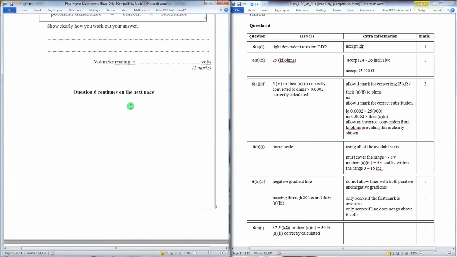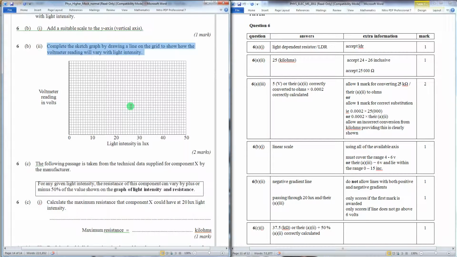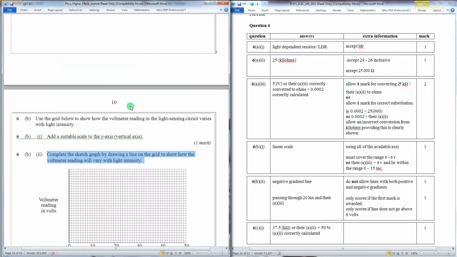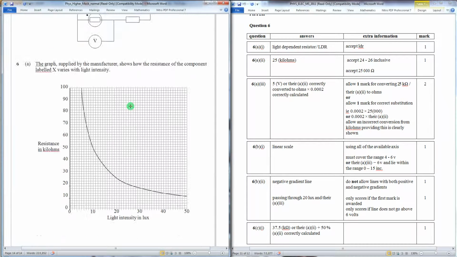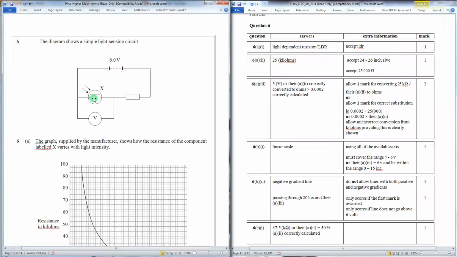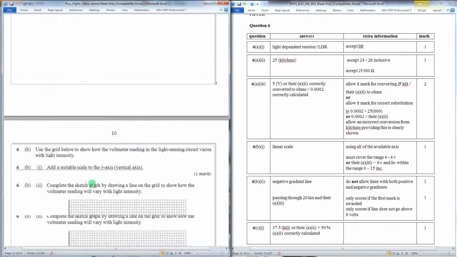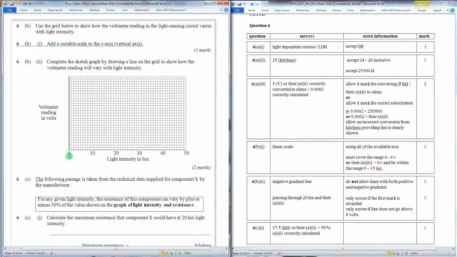but we do know that no matter what the value of that fixed resistor is, the voltmeter reading in volts is going to be extremely high, as high as it can be for this component when its resistance is very high. Now, very important to realise that the maximum reading you're ever going to get is 6 volts. You can't drop more volts than the battery supplies. So pretty much this first part of this graph for 0 lux is going to need to start at 6 volts.